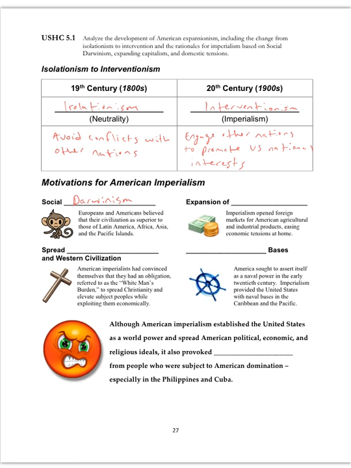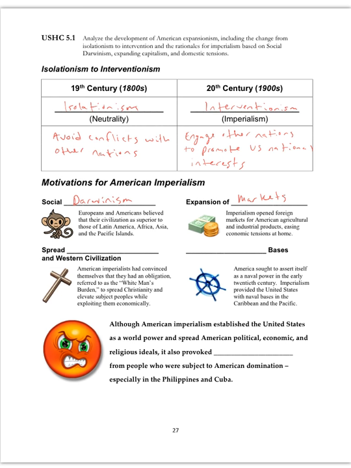Okay, next we have the expansion of markets. So imperialism opened foreign markets for American agricultural and industrial products, easing economic tensions at home. So if you guys remember, we talked about how overproduction was happening, especially in manufacturing and agriculture in the U.S. economy. So we needed new markets to sell these goods because we had more than we needed.